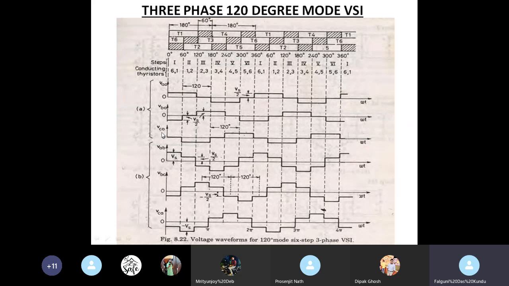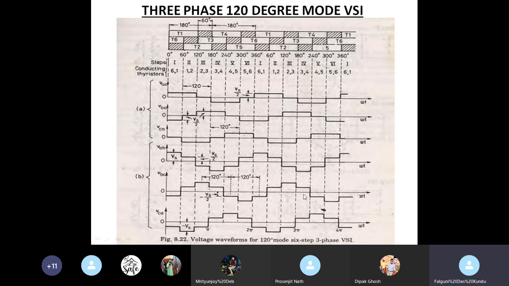Similarly, VCO is 0 from 0 to 60 degrees. After that, from 60 to 180, T2 is conducting, and as T2 is a lower leg, it is negative, that is minus Vs by 2. After that, from 180 to 240 it is 0, and then for T5 it is positive Vs by 2.